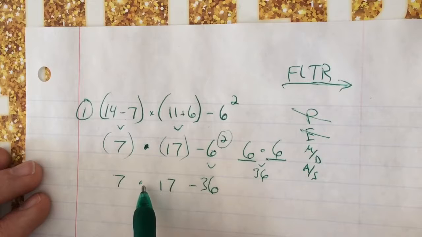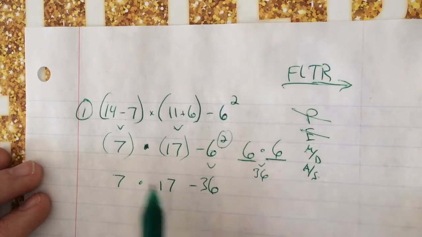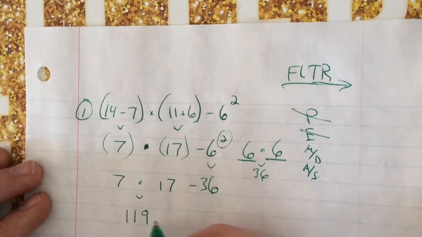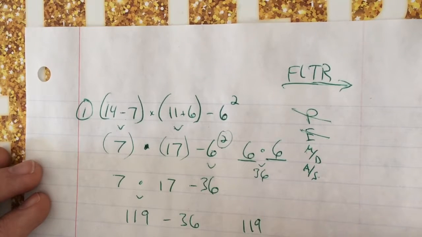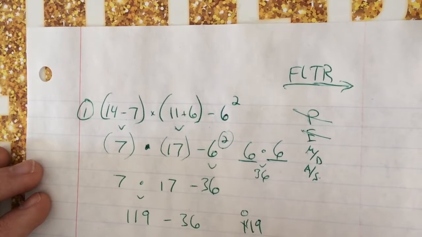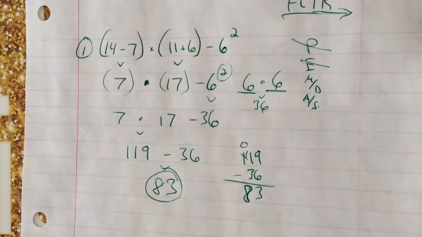I have two operations left, multiplication and subtraction. I look to my levels. I multiply before I subtract. So I'm going to multiply these two right here: 7 times 17. Multiply them out. You get 119 minus 36. And you may need to stack them up to line them up here. So I should be getting a difference of, just kidding, 83. 83 should be our answer for this one here.